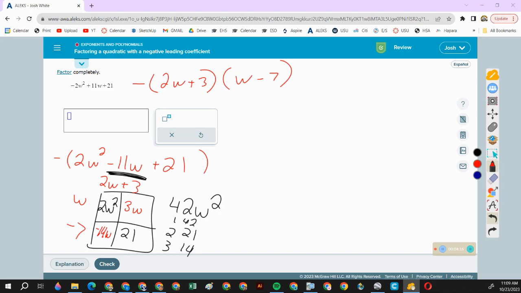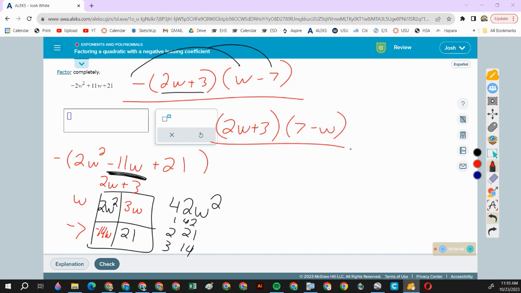Now, if you don't like that negative out front, you can distribute it into either of those factors. If I put it in here, I would end up with 2 negatives. So I would probably want to put it in there. And I get 2w plus 3. And then we don't like to lead with a negative, so this could be 7 minus w. Although this and this are exactly the same. So either one of those will work.